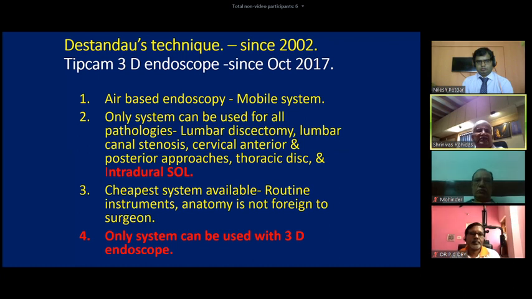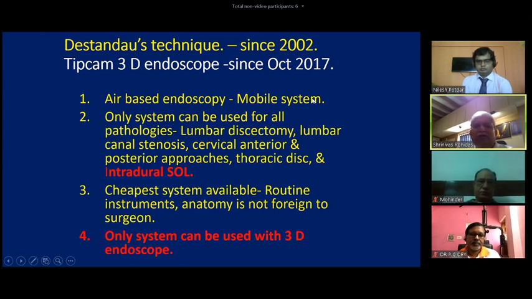Now, this distant use technique is the air-based endoscopy. We cannot say it is air-based because we create an artificial space by the outer tube. When we compare it with the fluid-based, then we call it air-based.